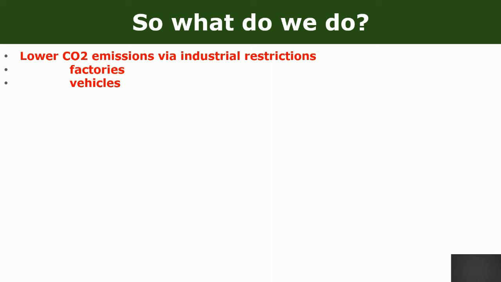We're not helpless in this. We can choose as a society to lower our CO2 emissions via industrial restrictions. We can require factories, as we have done in the United States, to burn cleaner fuels. We can choose to use alternative sources of energy, whether it's solar or wind power. We can ask for restrictions on our vehicles, as they have in the U.S. They're required to produce less CO2.